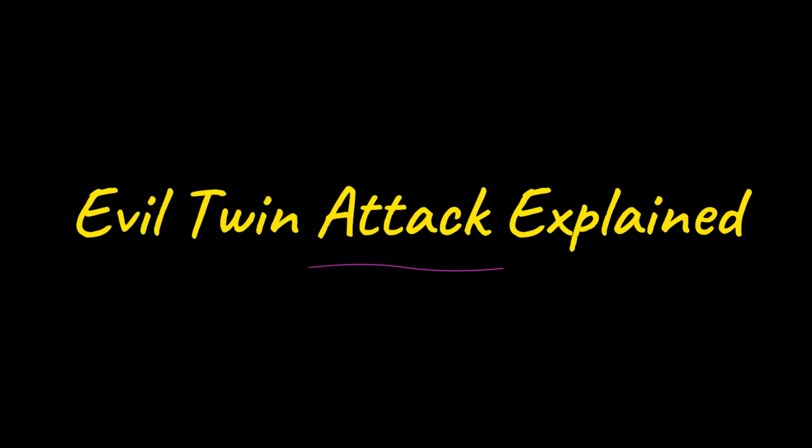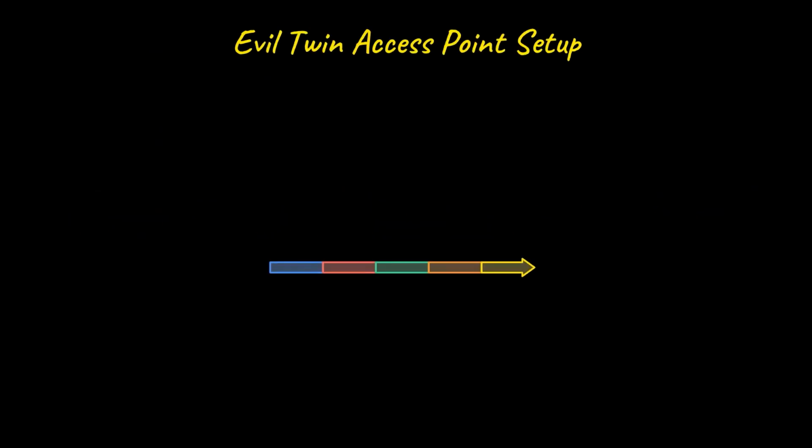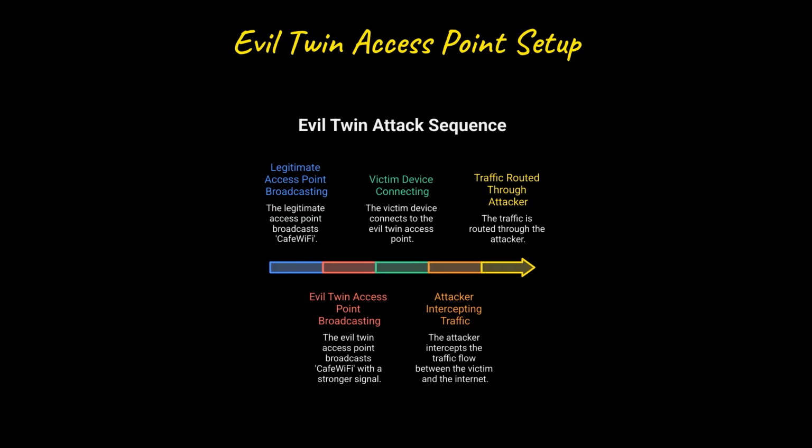The evil twin attack is one of the most deceptive wireless threats you'll encounter. Understanding why it works requires looking at how Wi-Fi clients decide which networks to trust. The attacker sets up a rogue access point broadcasting the exact same network name as a legitimate one, often with a stronger signal. The victim device connects automatically, routing all traffic through the attacker's machine, where it can be observed or modified.